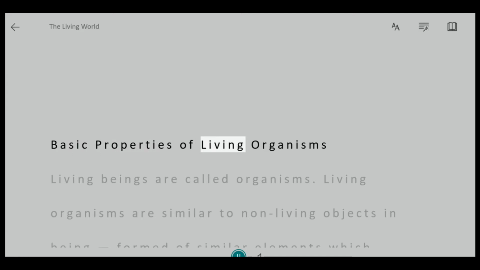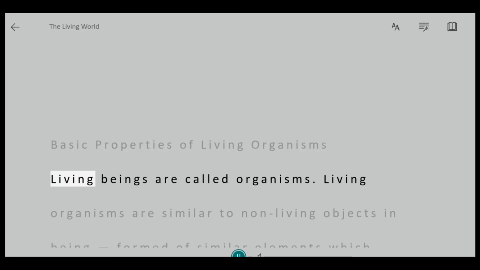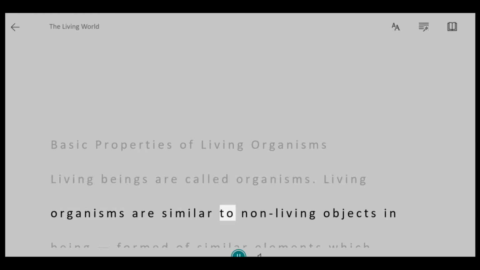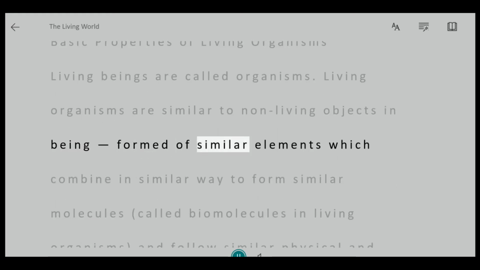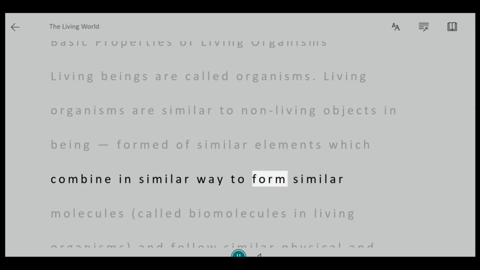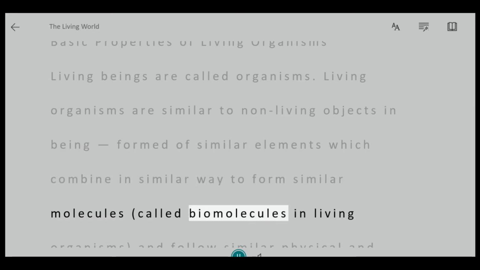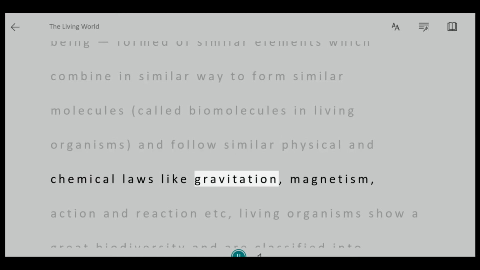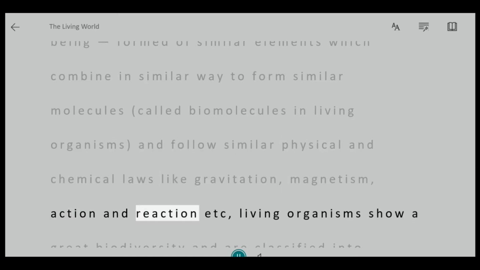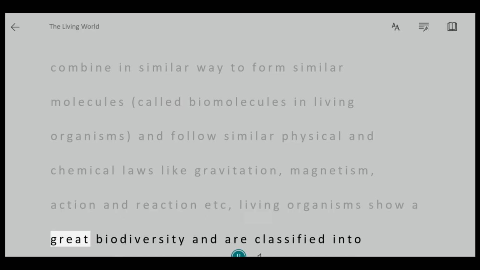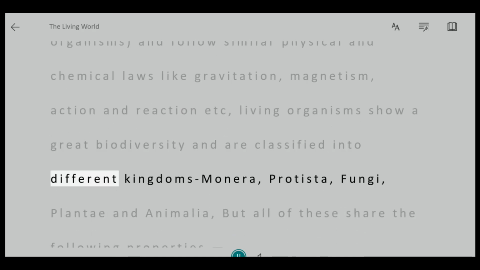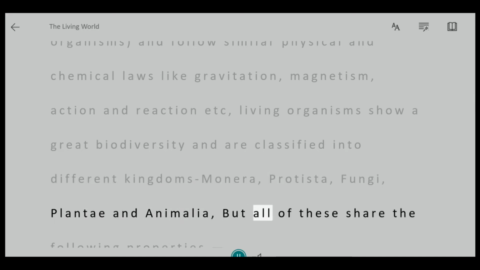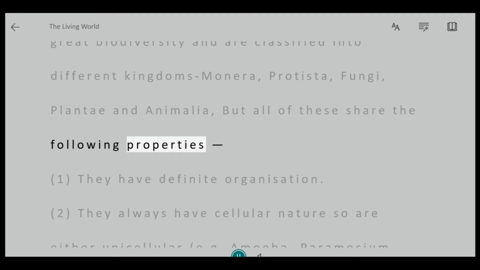Basic properties of living organisms. Living beings are called organisms. Living organisms are similar to non-living objects in being formed of similar elements which combine in a similar way to form similar molecules, called biomolecules in living organisms, and follow similar physical and chemical laws like gravitation, magnetism, action and reaction, etc. Living organisms show a great biodiversity and are classified into different kingdoms: Monera, Protista, Fungi, Plantae and Animalia, but all of these share the following properties.